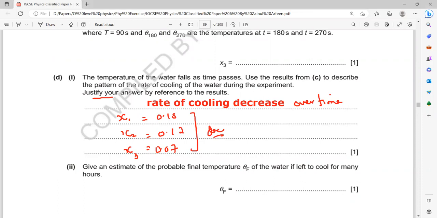Then the last one: give an estimate of the probable final temperature of the water if it is left for many hours. This is a very common question. Even in chemistry they ask, like, predict the temperature of a mixture after 5 hours, 10 hours, or 24 hours. The temperature of the mixture, whether hot or cold, will come to thermal equilibrium with the surroundings. So it will always be the same as the surrounding temperature.